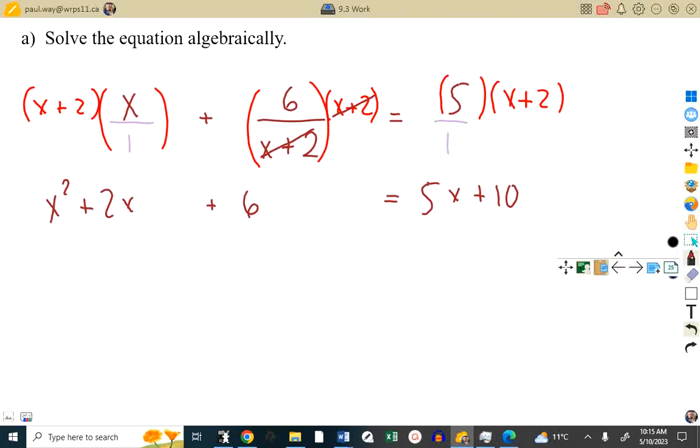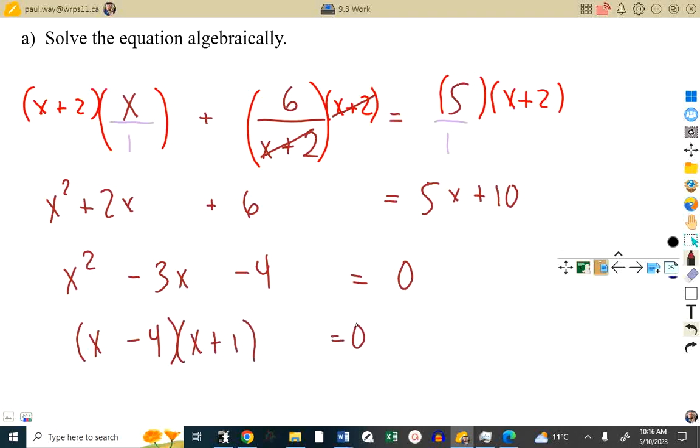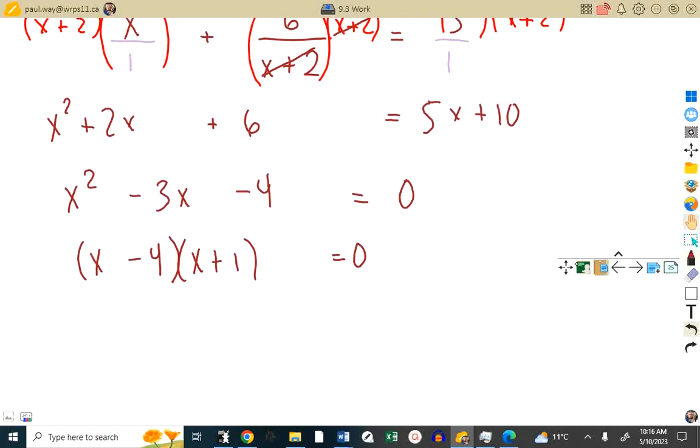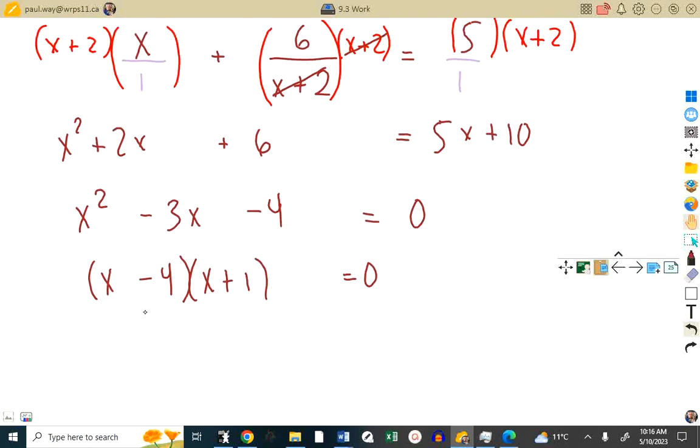Just double check my work here. Looks okay. So I'm going to zero this equation because it happens to be quadratic. It's going to be negative 3x on the left because I have to subtract 5x, and it's going to be minus 4 on the left because I have 6 minus 10 equals 0. It's factorable. x minus 4, x plus 1, which means we get two solutions to this equation. x is equal to 4, and x is equal to negative 1.